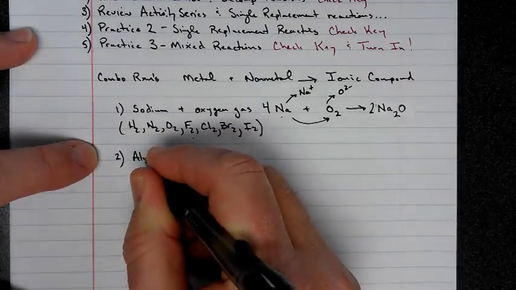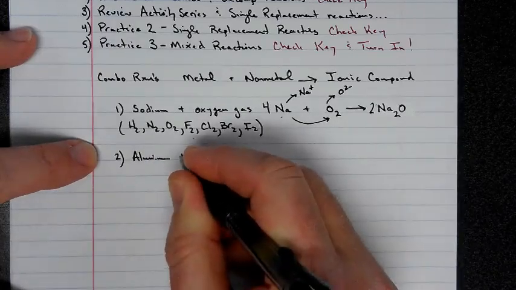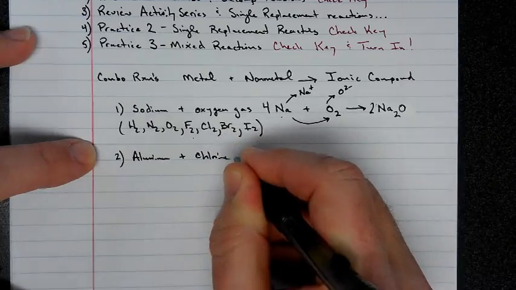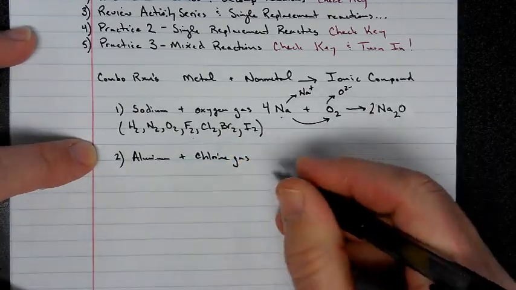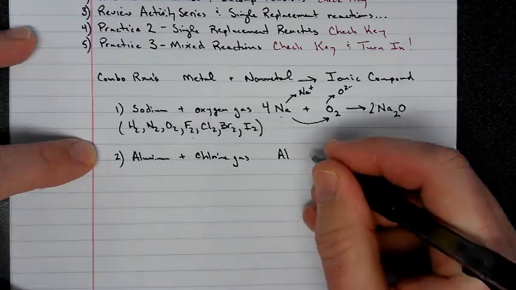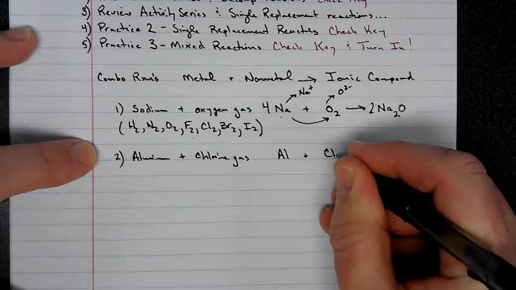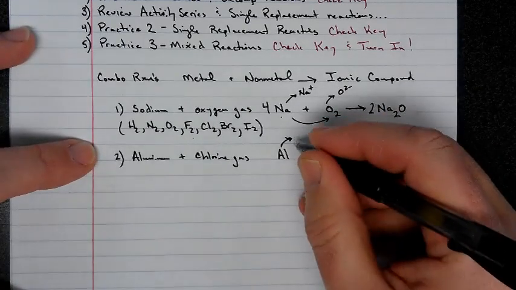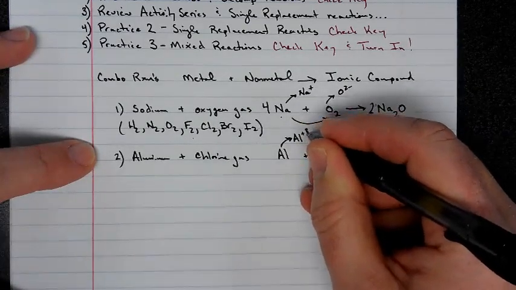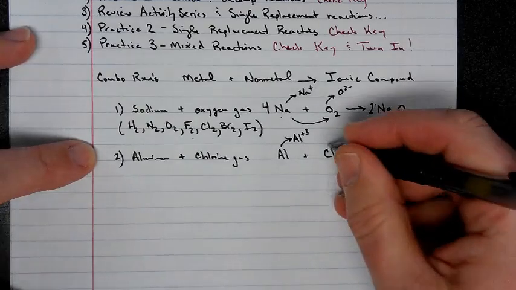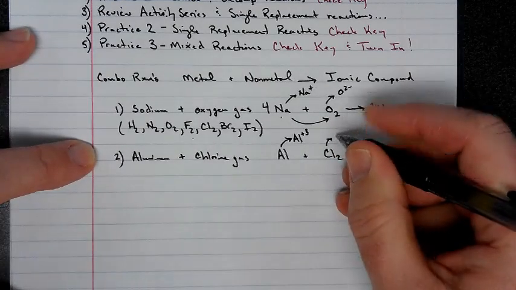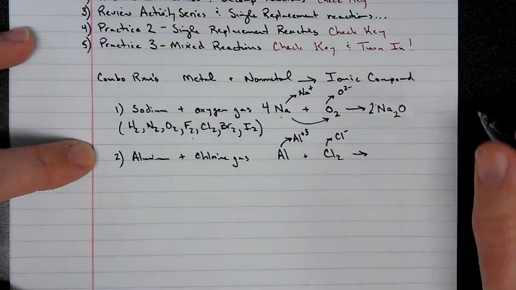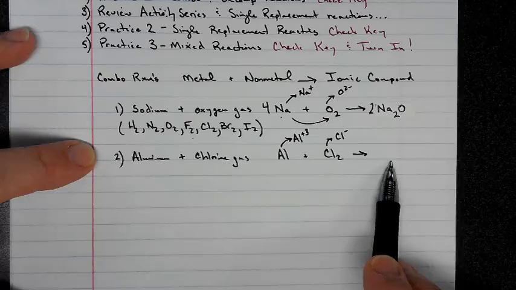Let's do aluminum, metal, plus chlorine gas. So aluminum, metal by itself, Al. Chlorine is diatomic, Cl2. When aluminum forms a cation, he's in group 13, he will form a cation with a +3 charge. Chloride is in group 17, and so he'll form an anion with a -1 charge. The metal and the non-metal is going to form aluminum chloride.